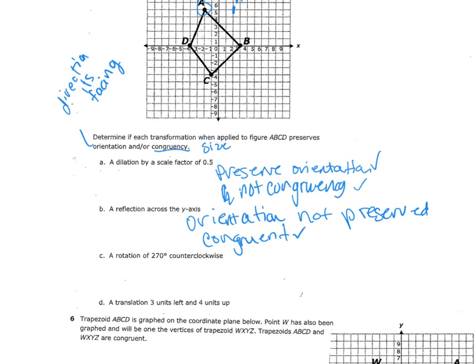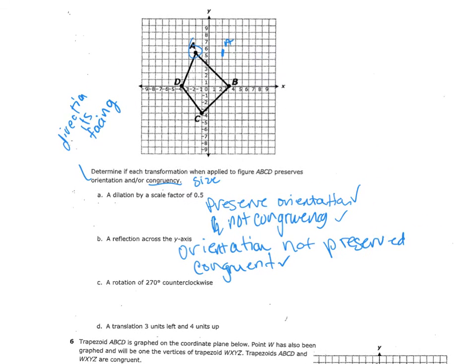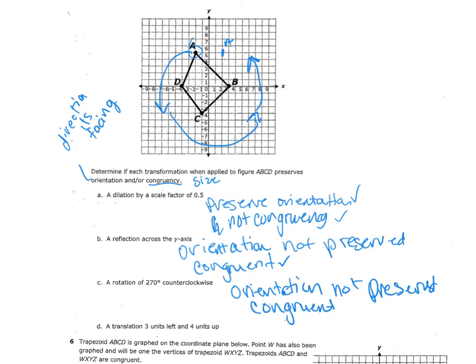C, a rotation of 270 counterclockwise. So say if we're looking at A, it's going to turn 1, 2, 3 times to the left. Okay, so A is going to be over here, and this whole shape is going to have turned its direction. So that means that orientation is not preserved, but congruency is, because it's still going to be the same shape and the same size. So I'm going to say that it is congruent.